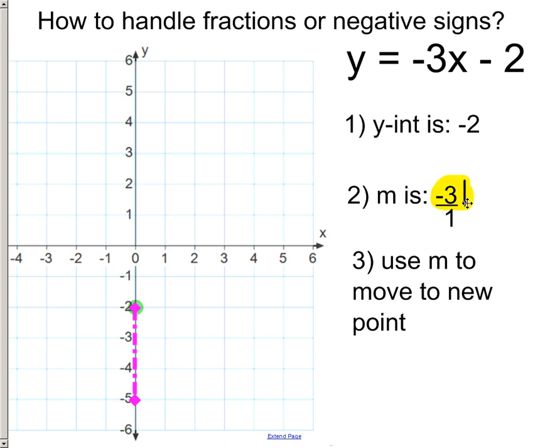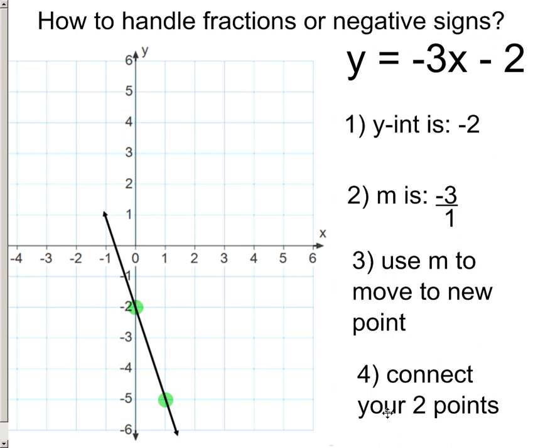And then we have a positive 1 on the bottom, and so that means we'd go to the right. If it was a negative 1 on the bottom, we'd go the opposite way, to the left. So we're going to move once to the right, and right here is where I'm going to put my second dot. And then I can connect those 2 points, and we're done.